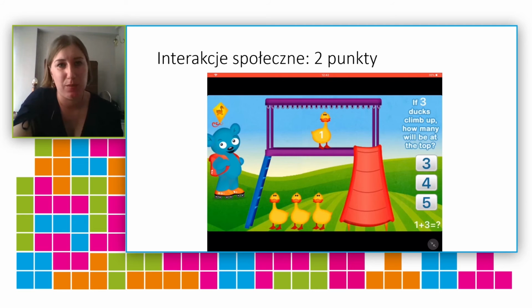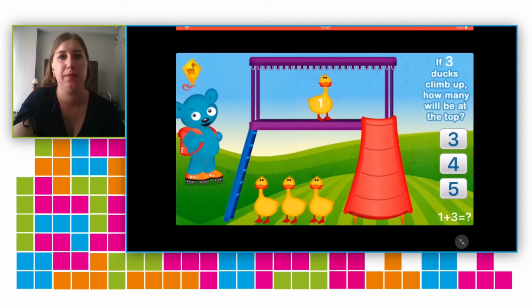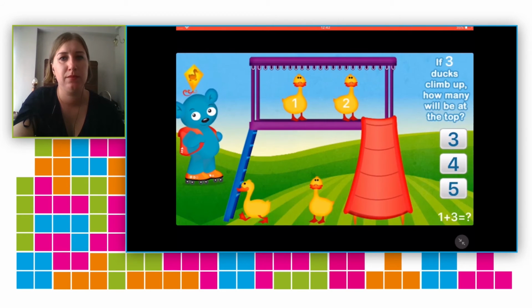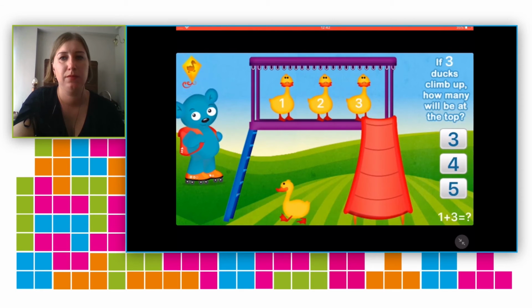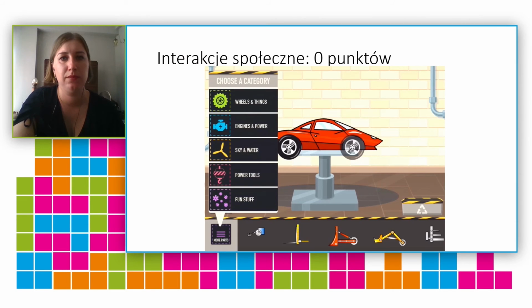And here the app that was granted 2 points for social interactions. So like a hero who guides the kid across the application. I don't know if you could see it, but the blue teddy bear was giving instructions what to do.